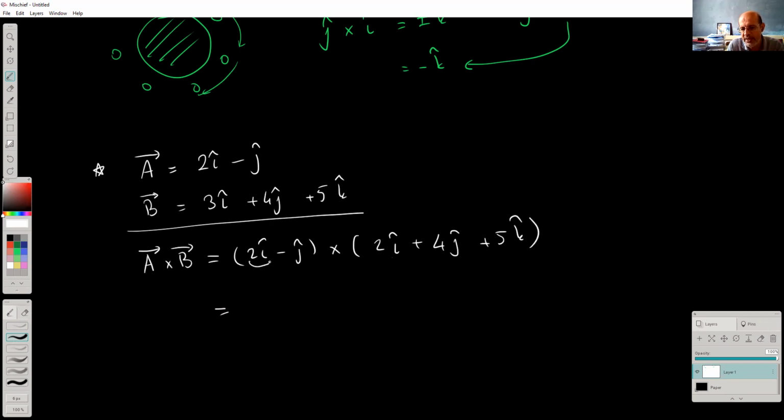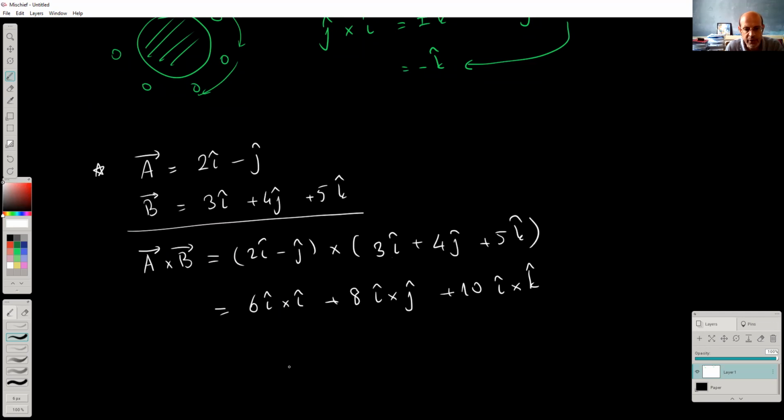So I'll start with the product of 2i, right? So I can get 4 times i cross i, and then 8 times i cross j, and then 10 times i cross k. Sorry, this is 3i. Thank you. So that's 6, and that's k. Okay, so next, I think the rest is correct, right?